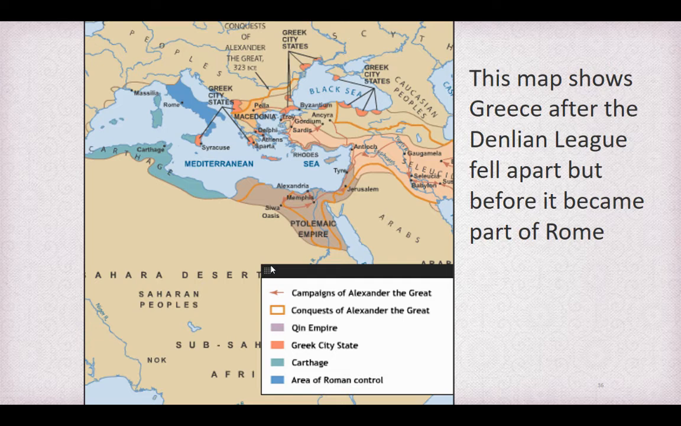After the Delian League fell apart, it became a part of Rome. So the Delian League is the one that focused on democracy and the balancing of power between the people and elected officials. As we switch to being part of the Roman Empire, we will begin to see that government is going to change.